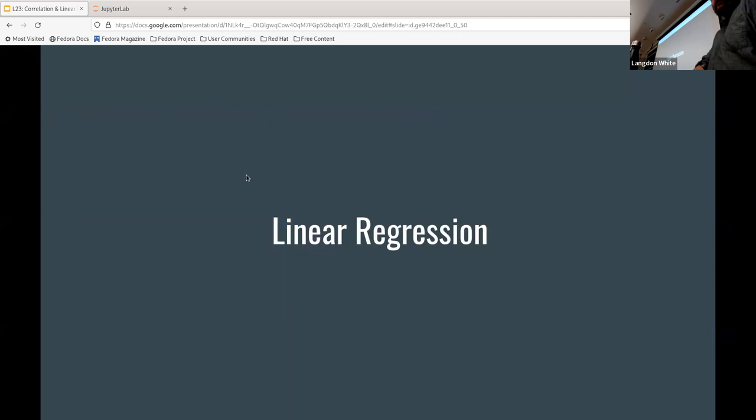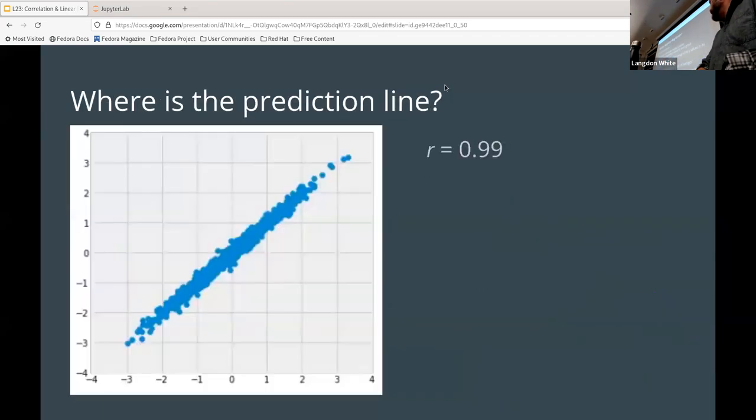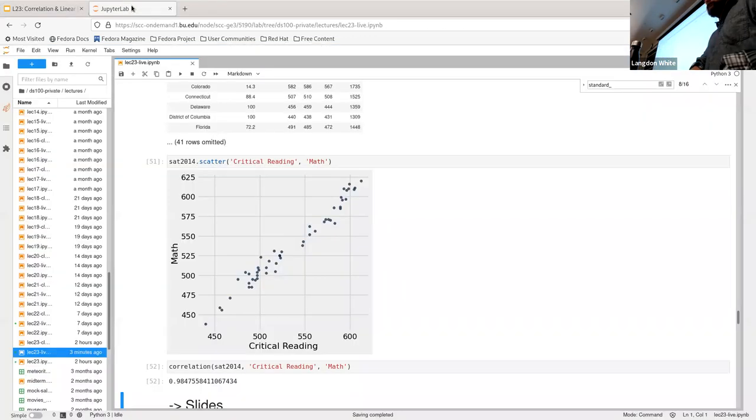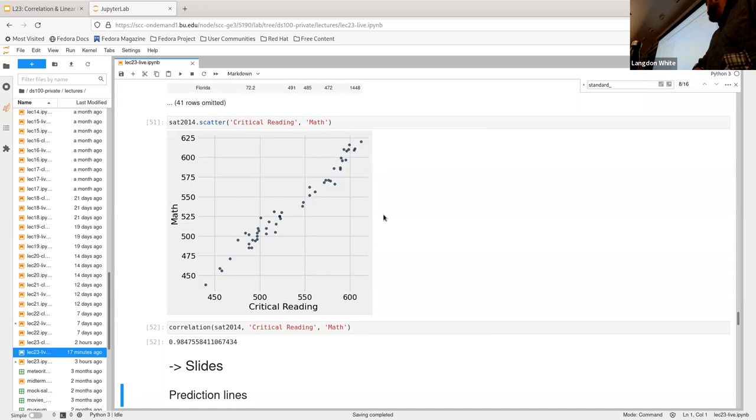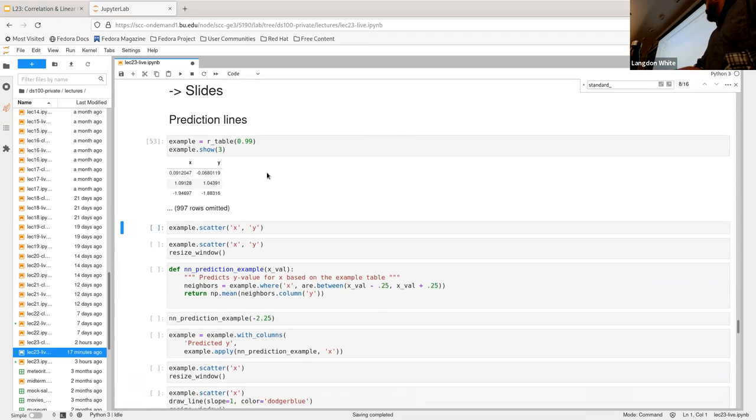Oh wait, no, I have pictures. So we're going to pull up this example. Basically, up there somewhere, we have a function that will generate a table that has an R value of whatever we pass into it. So R table will give us a table back with a 0.99 R value. In this case, we're just going to show three values out of it, just to give you a sense of what it is.